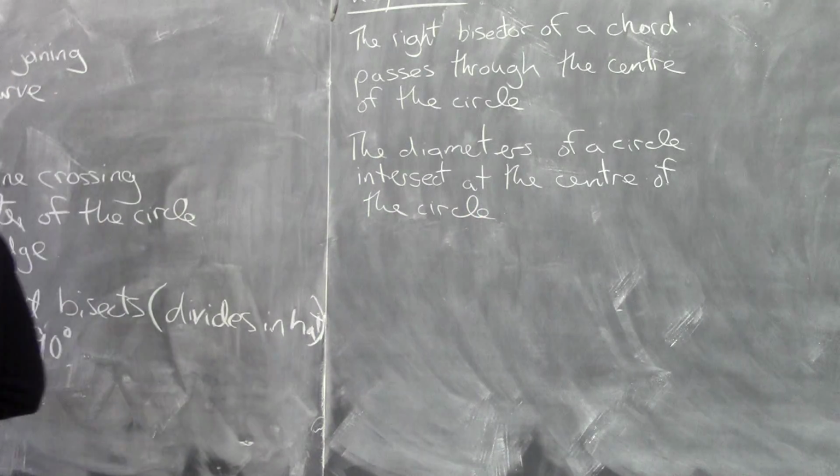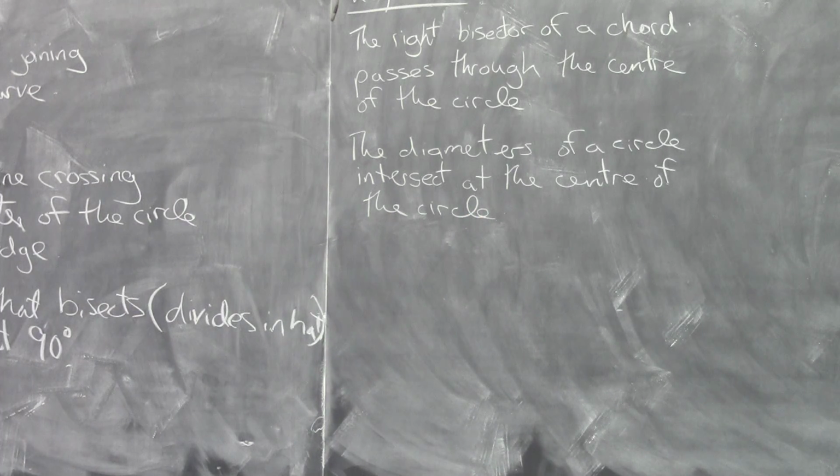I think this is an obvious one. The diameters of the circle intersect at the center of the circle. Can there be more than one diameter? Is there only one diameter? I don't know, because that definition says diameters, so I'm a little confused.